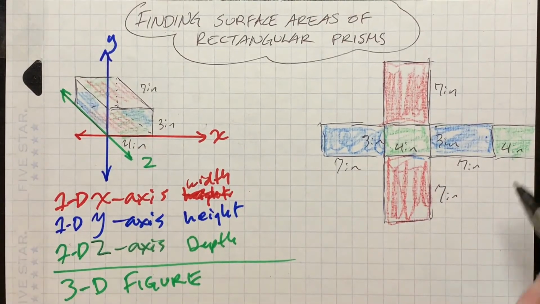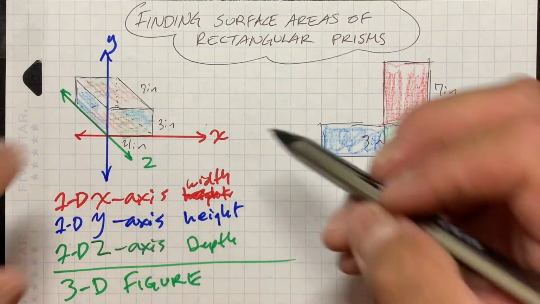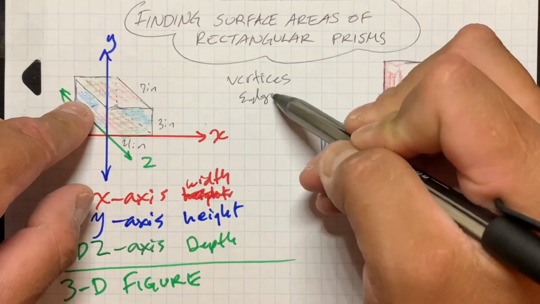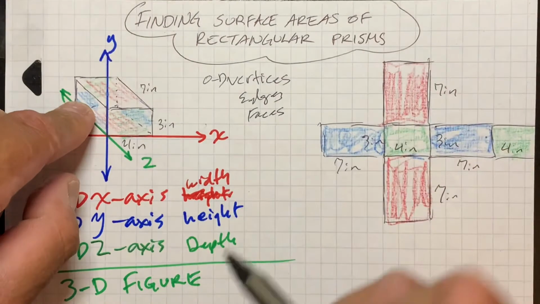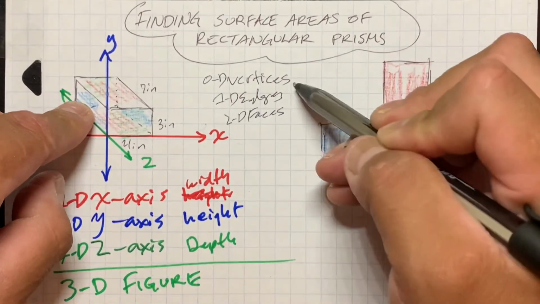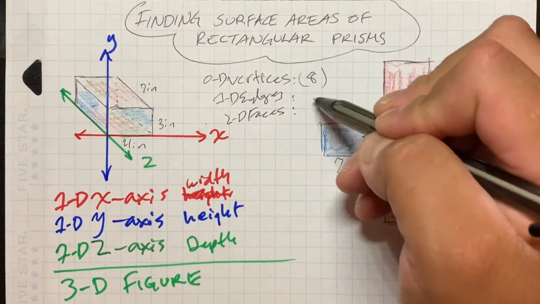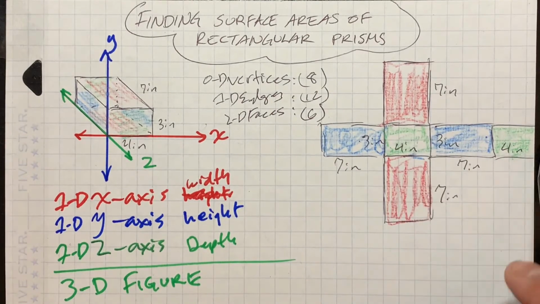So again, to find the area of this rectangular prism, we just know also that we have to count the vertices, the edges, and the faces. The vertices are 0 dimensional. The edges are 1 dimensional, and the faces are 2 dimensional. So we have 8 vertices, 12 edges, and 6 faces. So we have 1, 2, 3, 4, 5, 6 faces that we have to find the area for, and then add them all up. All right.